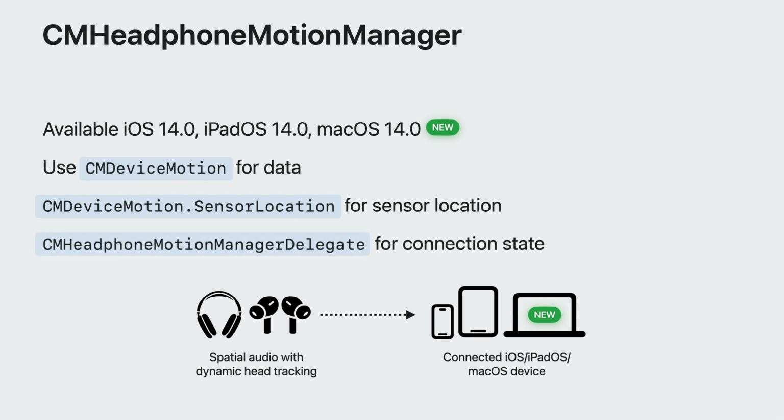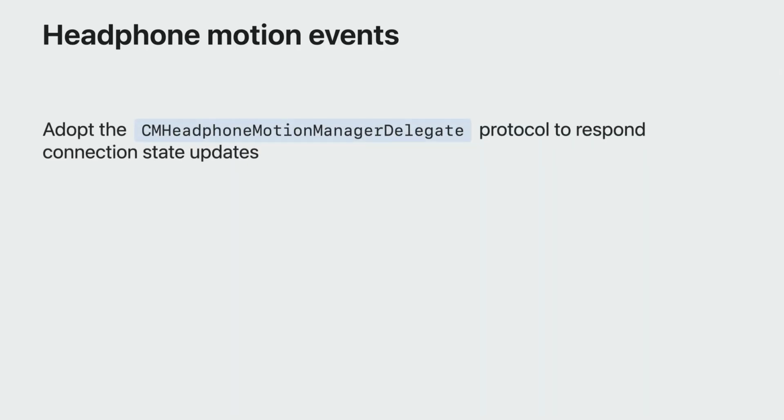Because data is streamed from a remote device, it's important to understand when it's connected. CMHeadphoneMotionManagerDelegate makes it easy to listen for connection state updates. Let me show you how to use it. Adopt the CMHeadphoneMotionManagerDelegate protocol to respond to connection state updates. Data is available when the audio device is connected to a supported streaming device, like iPhone, iPad, or Mac.